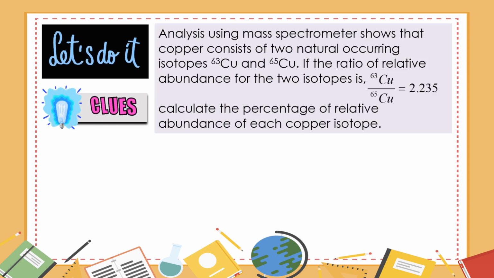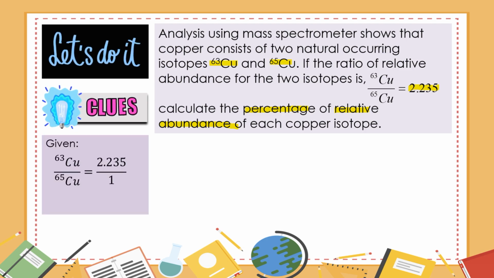Okay, for the next question, a quite long question here. Analysis using a mass spectrometer shows that copper consists of two naturally occurring isotopes, copper-63 and copper-65. If the ratio of relative abundance for the two isotopes is 2.235, calculate the percentage relative abundance for each of the copper isotopes.